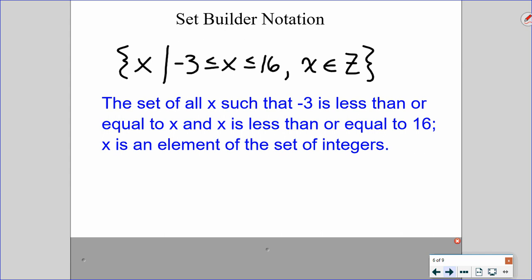Now, this is how we would read this notation. We would say the set of all x such that, and then I just read the inequality, -3 is less than or equal to x, and x is less than or equal to 16. x is an element of the set of integers, okay? So that way we know that we're dealing with the numbers between and including -3 and 16, but we're also only talking about integers.